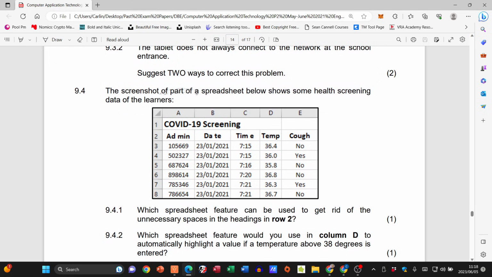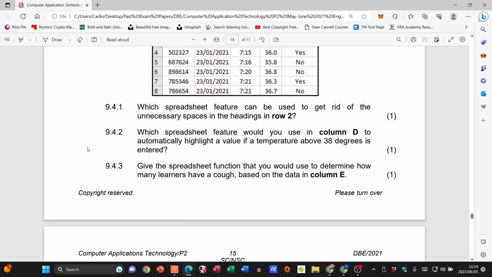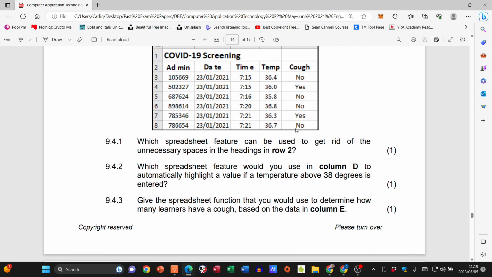9.4, here's a screenshot of part of the spreadsheet. Below it shows some health screening data of the learners, and here you can see date, time, temperature, cough, yes or no. Oh, I remember all this. Yeah, I used to stand at the gate doing this, so I remember checking folks every single day.